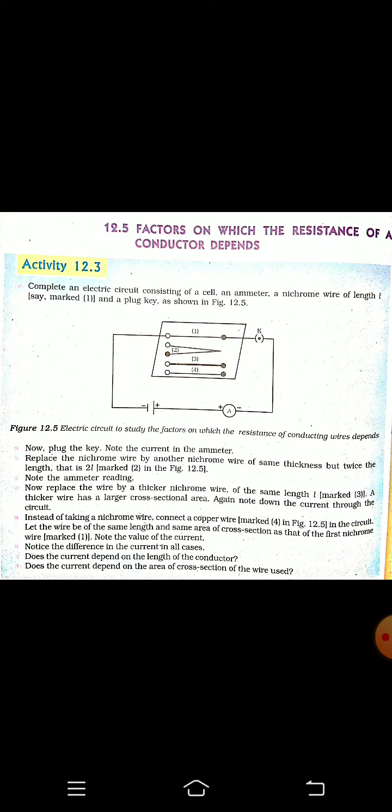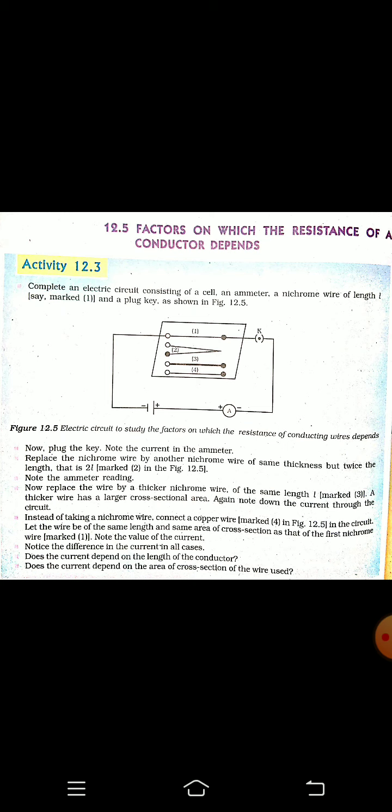Let me explain what it is. Look into the figure where it is written 1. That is a nichrome wire of length L. Number 2 is again a nichrome wire, but the length is double what you had before. That means the length in the second one will be 2L. It is double the first one. Third is again a nichrome wire, but a thicker wire than before. And fourth, instead of nichrome wire, they have taken a copper wire. So these are 4 different types of wires.